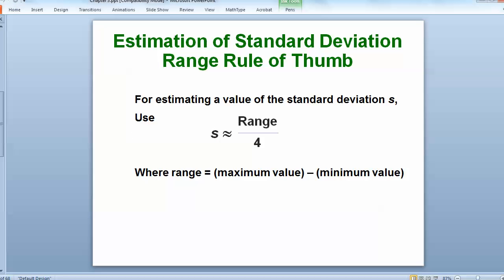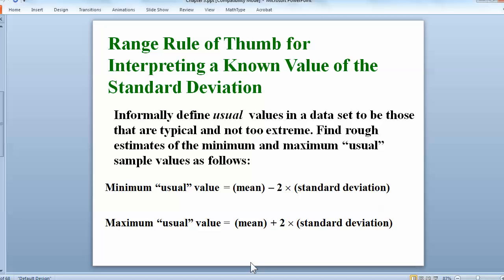There were shortcuts to this process where you thought that in a usual set of data, the range would distance 4 standard deviations. So if you wanted to approximate the standard deviation, you could essentially just take the range and divide by 4, and that would be about 1 standard deviation. Remember, range is the max minus the min. So the usual minimum, in other words, is the mean take away 2 standard deviations, and the usual maximum would be the mean plus 2 standard deviations.